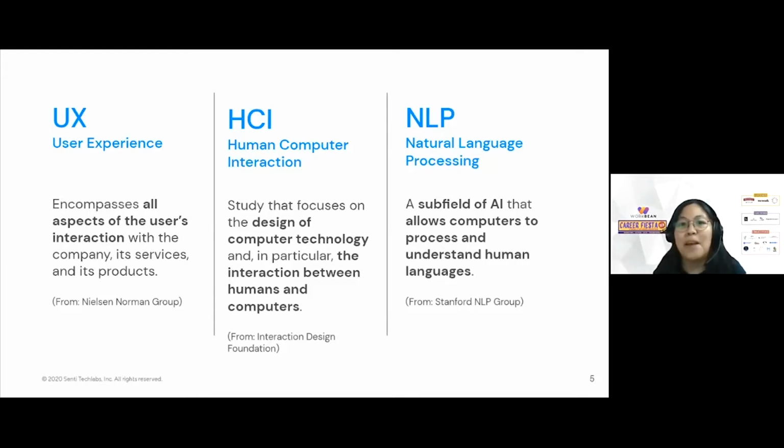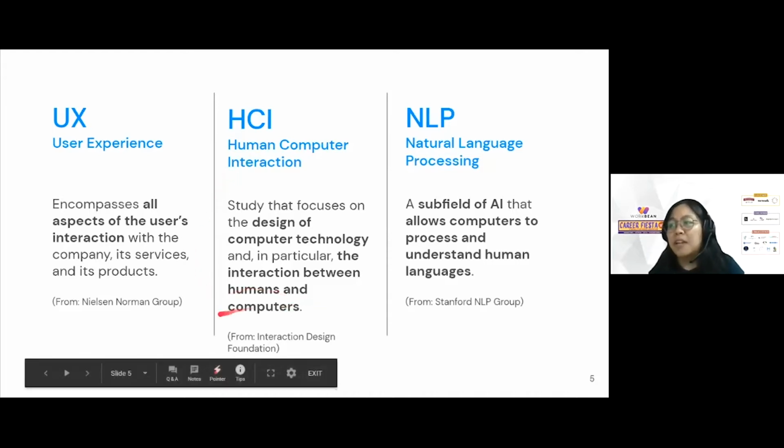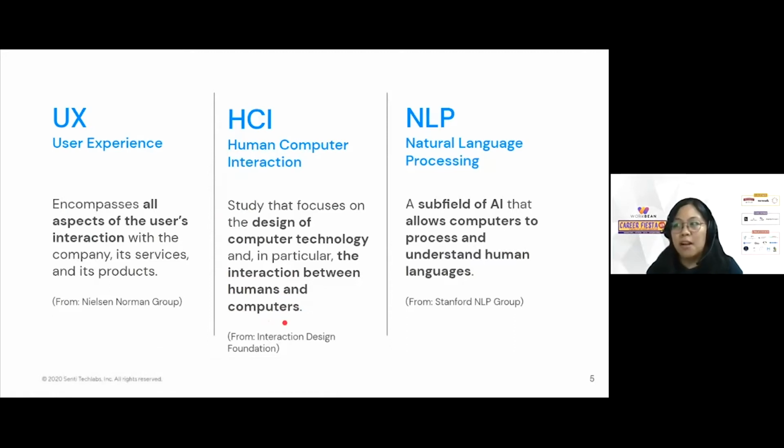So I mentioned human computer interaction. Let me define it first. It's a multidisciplinary study that focuses on the design of computer technology and, in particular, the interactions between humans and computers, from the Interaction Design Foundation. It's not just about chatbots, not just smartwatches. It encompasses a lot of things and has a lot of applications, including music, as I mentioned earlier.